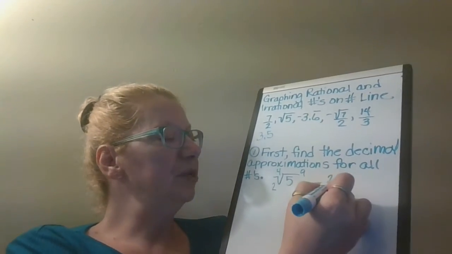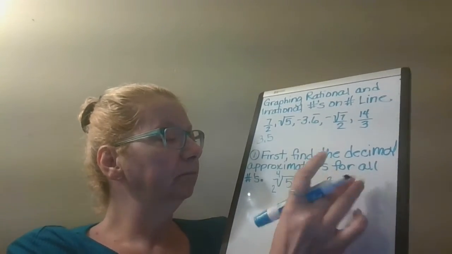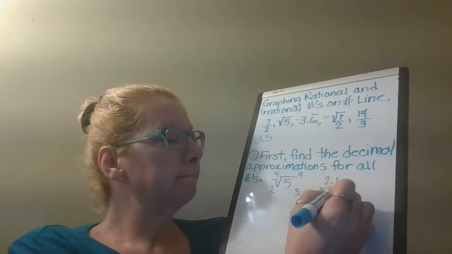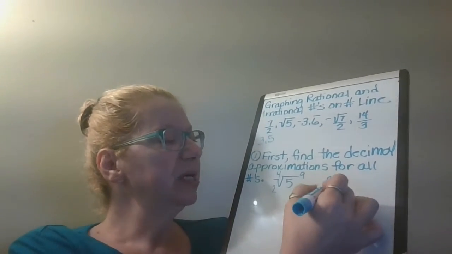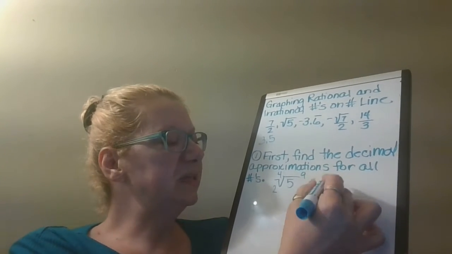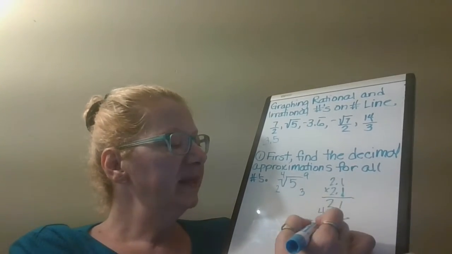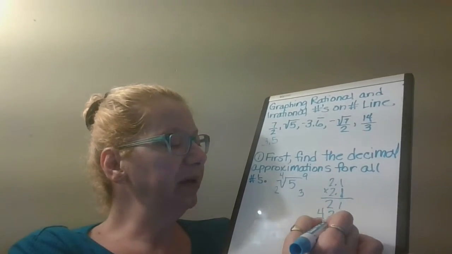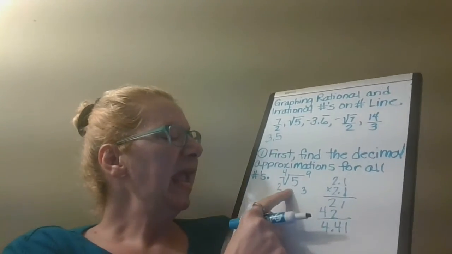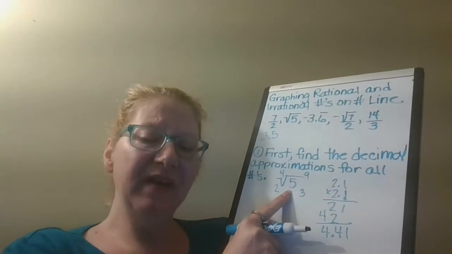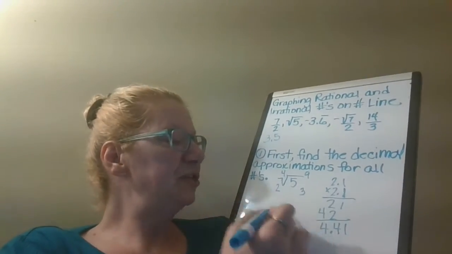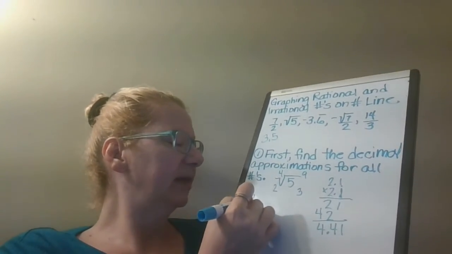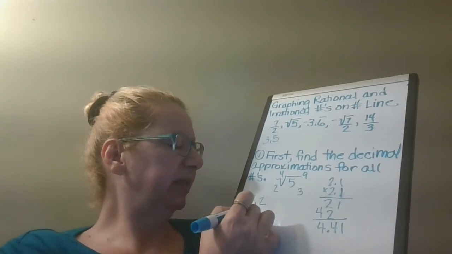2.1 times 2.1. 1 times 1 is 1, 1 times 2 is 2, 2 times 1 is 2, and 2 times 2 is 4. That gives us 4.41. And it's not very close to 5. I mean, it's close to 5, but it's not as close as I'd like to have it. So I'm going to try 2.2 next. Get a little bit bigger.